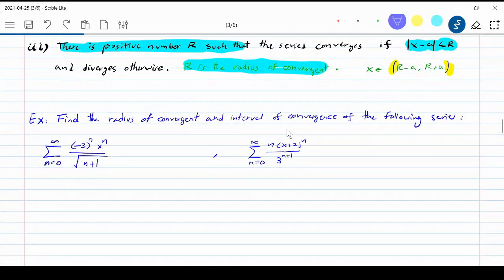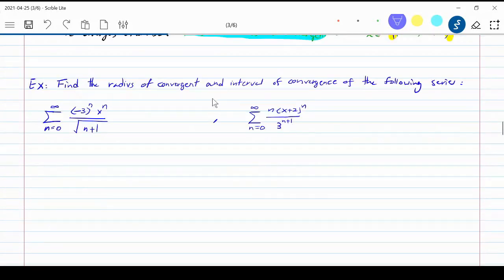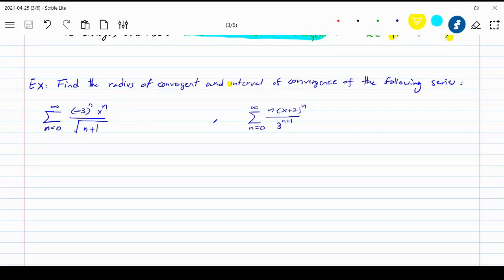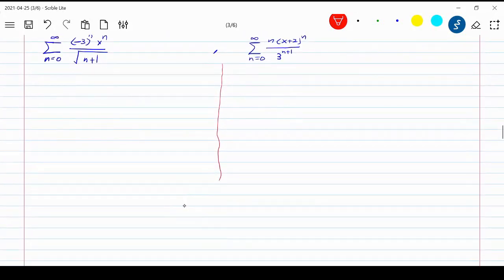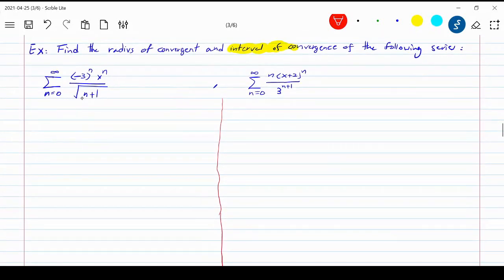Okay, so let's look at these examples. Find the radius of convergence and also the interval of convergence. So there are 2 examples. I wrote 2 examples just to focus on the interval as well. I'm going to dedicate the left side to the series on the left and the right side of this space for the other. So the first example, we have the summation of negative 3 to the n, x to the n divided by square root of n plus 1.